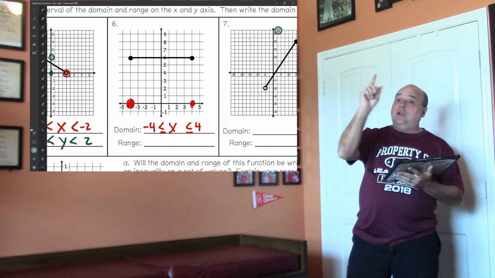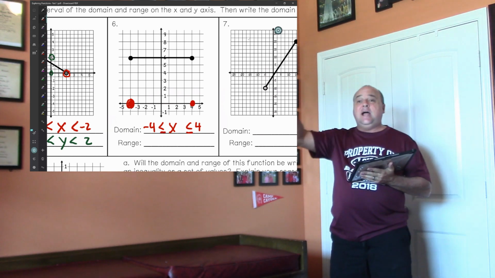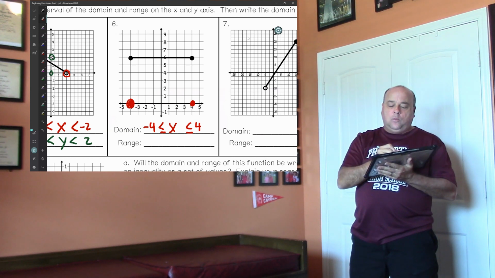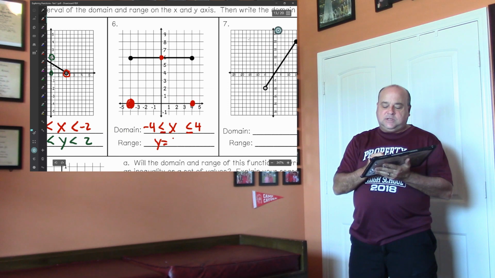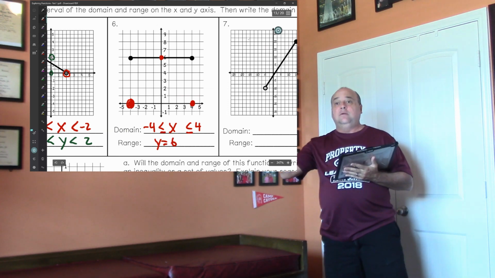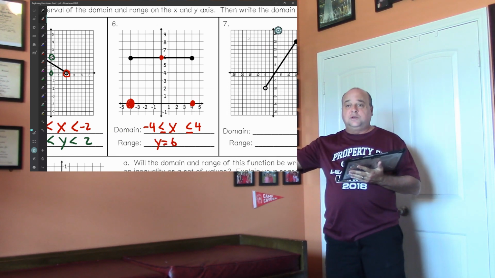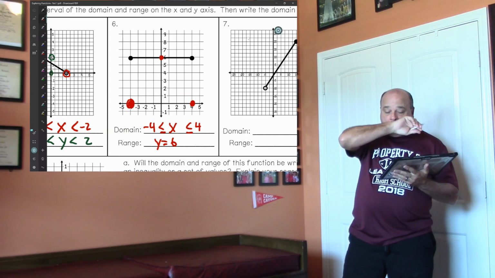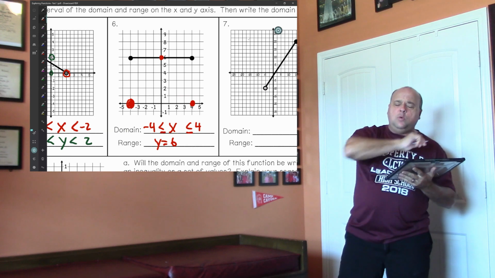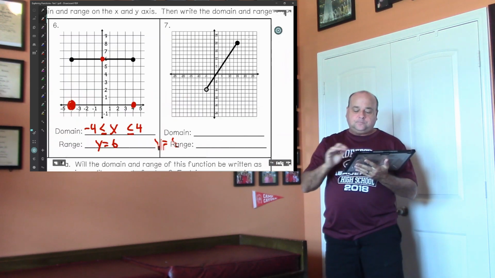Now then, look at the range. This is a flat line. The only y that will ever be is 6. So the range is y equals 6. It will never get bigger than 6. It will never get smaller. It's just a horizontal line. This is a slope of 0, right? A horizontal line. Let's continue on and go to number 7.